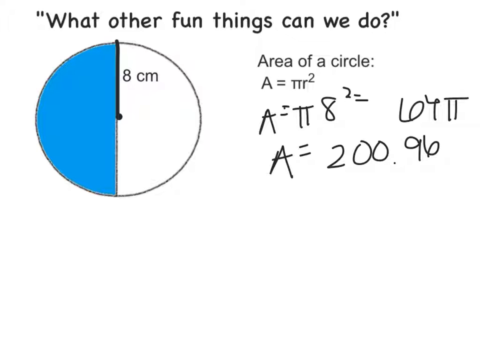200.96. Now remember, this is the area of the whole circle, so if we want to find the area of just that shaded half part, we would want to divide this by 2, which would give us 100.48. And don't worry, the fun doesn't stop there.